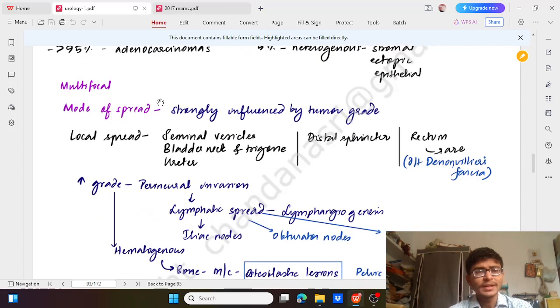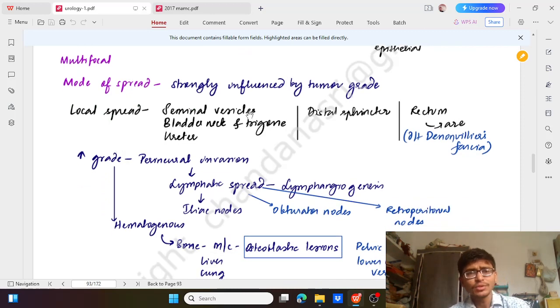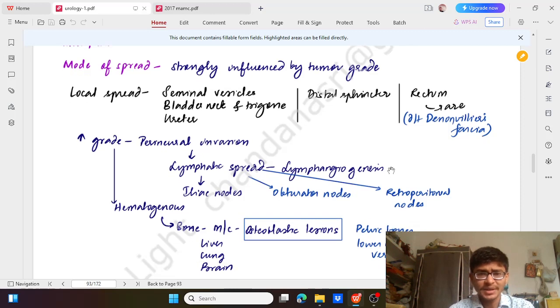epithelial tissue. These are multifocal most of the time, mode of spread being strongly influenced by the tumor grade. Local spread to the seminal vesicles, bladder neck, and trigone is more common. Then it can also occur in the ureter, distal sphincter, and rectum rarely due to Denonvilliers' fascia, which is behind that.